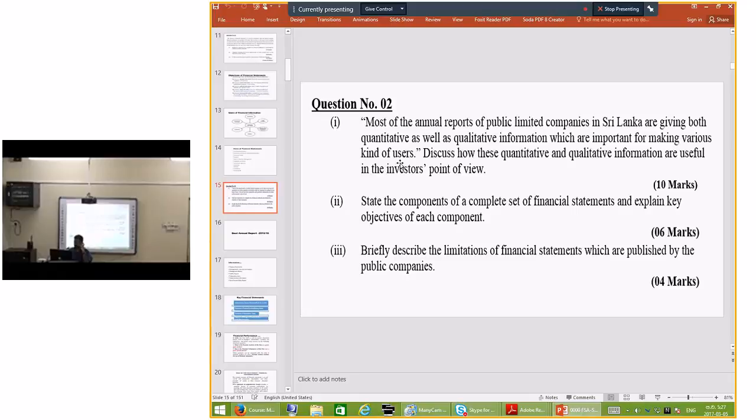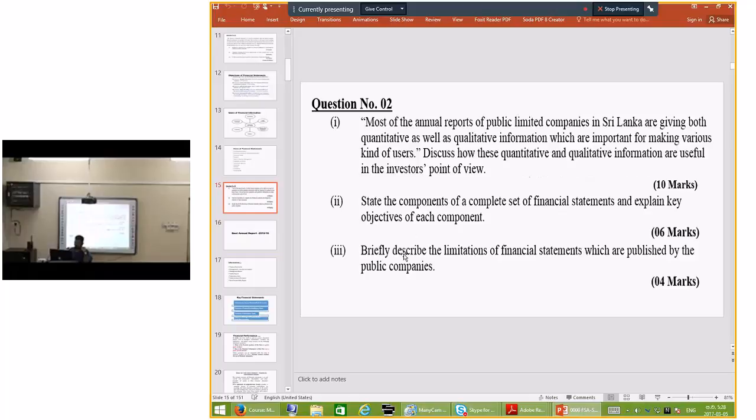write answers for this type of question by analyzing that type of annual report. Based on the best annual report, you can clearly identify the key components of the financial statement. That's why I already uploaded the best annual reports into your LMS, right? Then state the components of a complete set of financial statements and explain the key objectives of each component. The previous question also asked the same type of question and we discussed it.